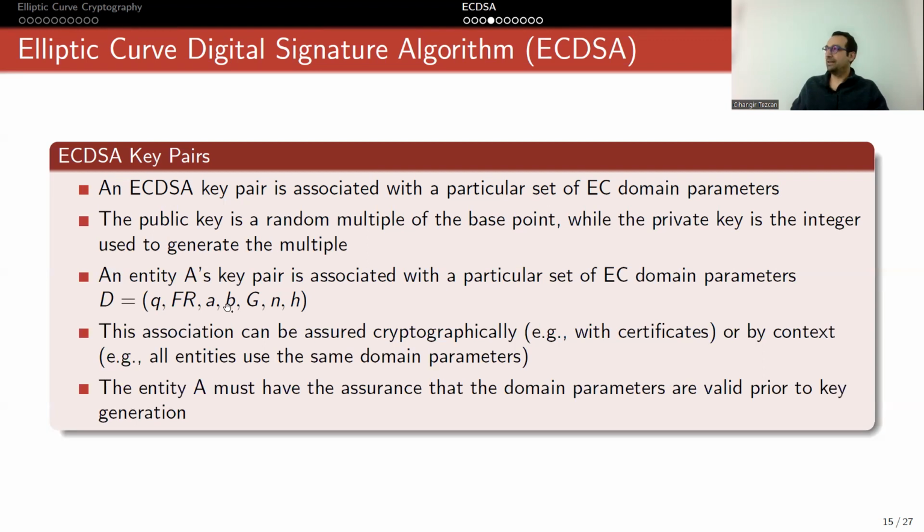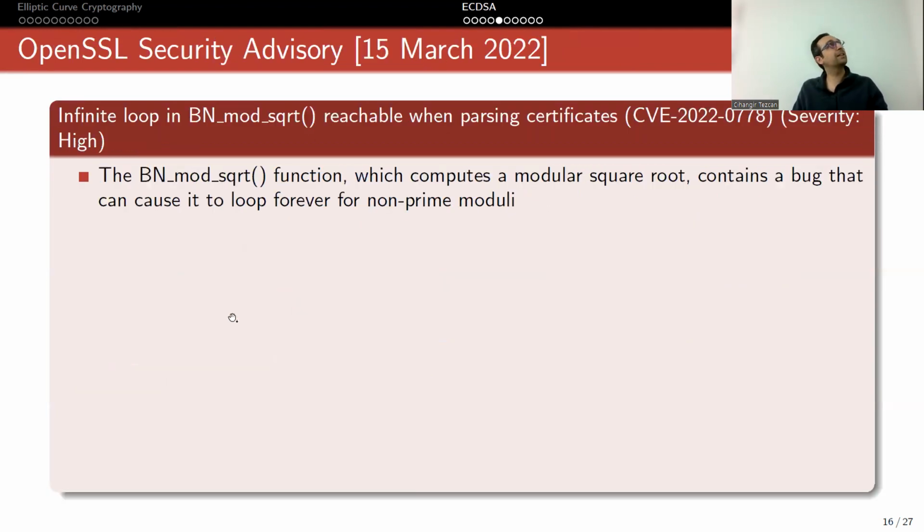Okay. So let's see what happens if you don't do it. There was a very fantastic bug discovered last year when I was teaching this course. It turned out that in OpenSSL, there's an infinite loop in a function called BN_mod_sqrt. So this is a high severity problem. This is the CVE number you can check. So it works like this. This function, which computes a modular square root, contains a bug that can cause it to loop forever for non-prime moduli.